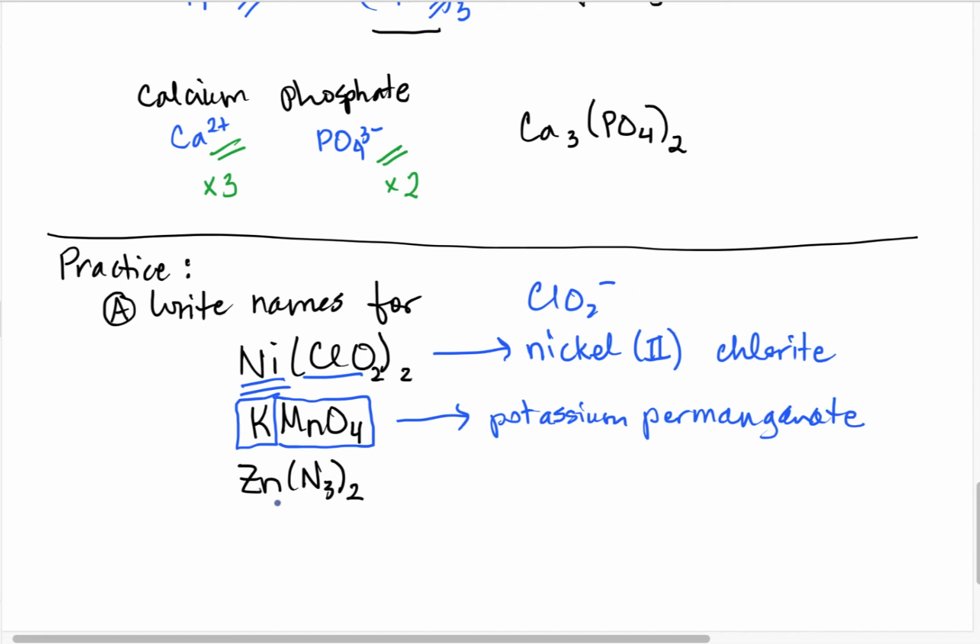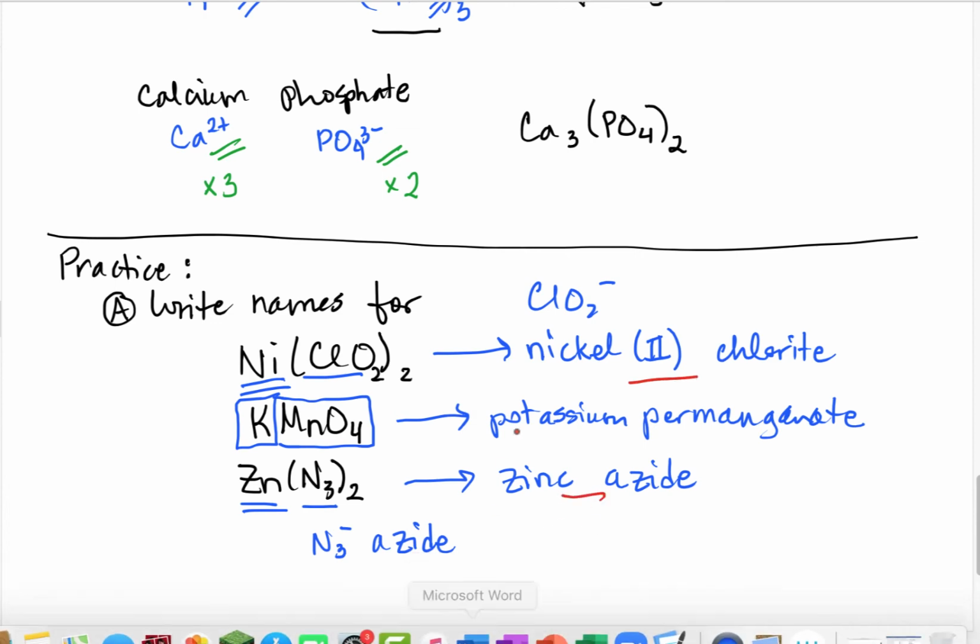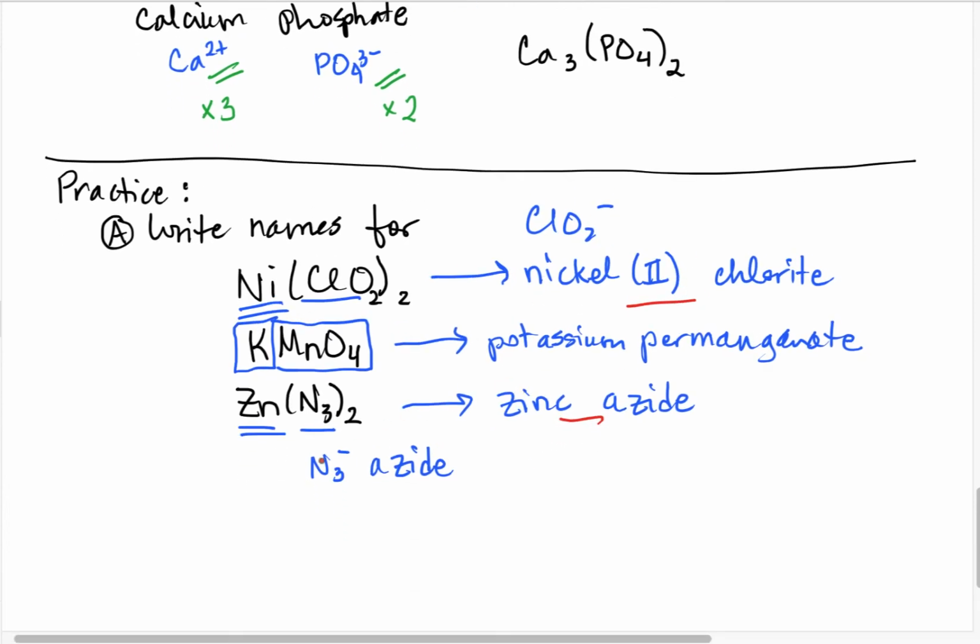Okay, here's another interesting one. N3- is the azide ion, which makes this zinc azide. Now, why did I not put a Roman numeral here by zinc? The reason is because in our table we see that zinc only forms one ion, at least according to our book, so we're sticking with it.